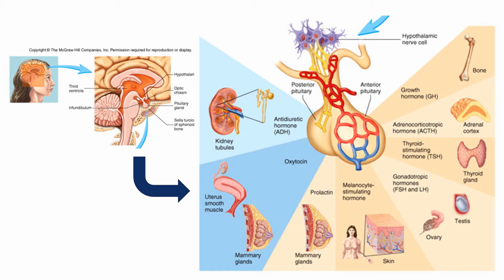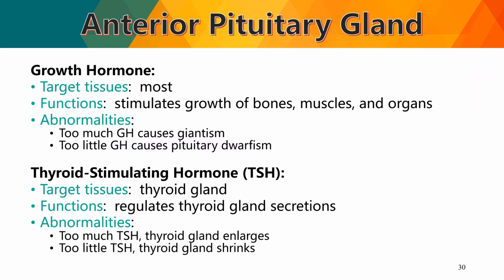So, kung mapapansin nyo dito sa image na to, you have there your hypothalamic cells. So, basically, this is an example of what you call a neuronal stimuli. Okay, because the stimulus are being sent by your nerve cells. Okay, so for the anterior pituitary gland, the first type of hormone that it releases is actually your growth hormone. So the target tissues are most of the tissues found in your body. It stimulates growth of the bones, muscles, and organs.